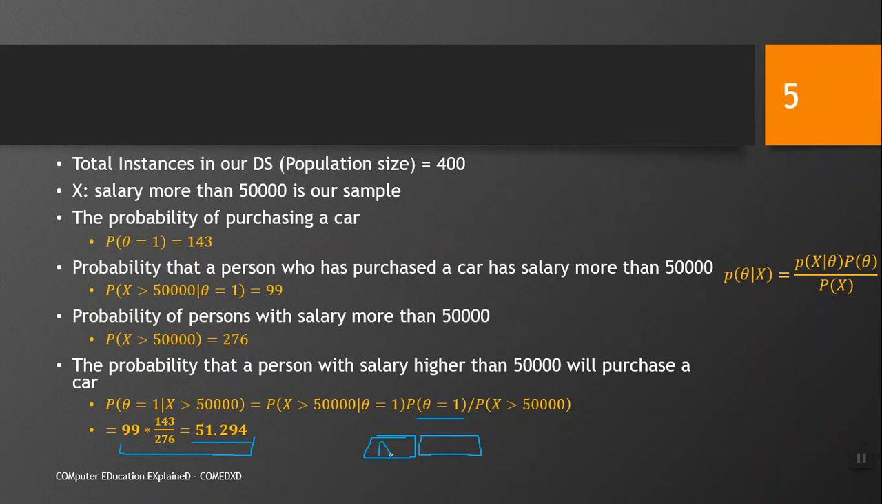So, this is A who will not purchase a car, this is B who will purchase a car. So, this person could be classified here.